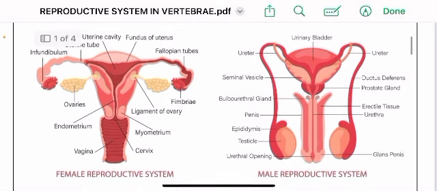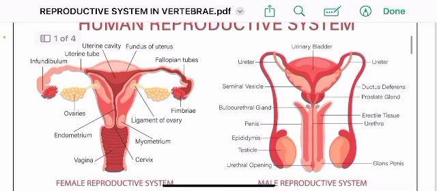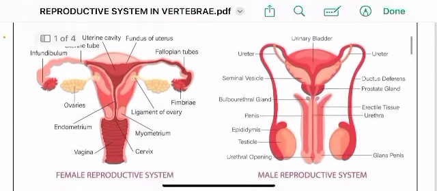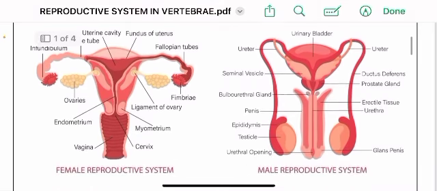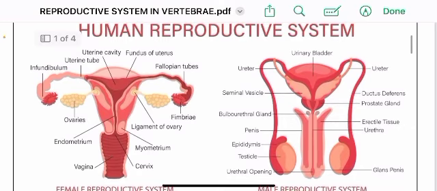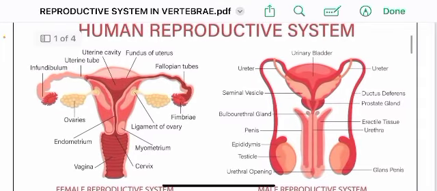Now, looking at this is the female reproductive system, where we have the uterus, the vagina, the cervix, the fallopian tube, the ovaries, and some other labels here that we need to get familiar with, like the endometrium, the ligament of ovary, the uterine cavity.